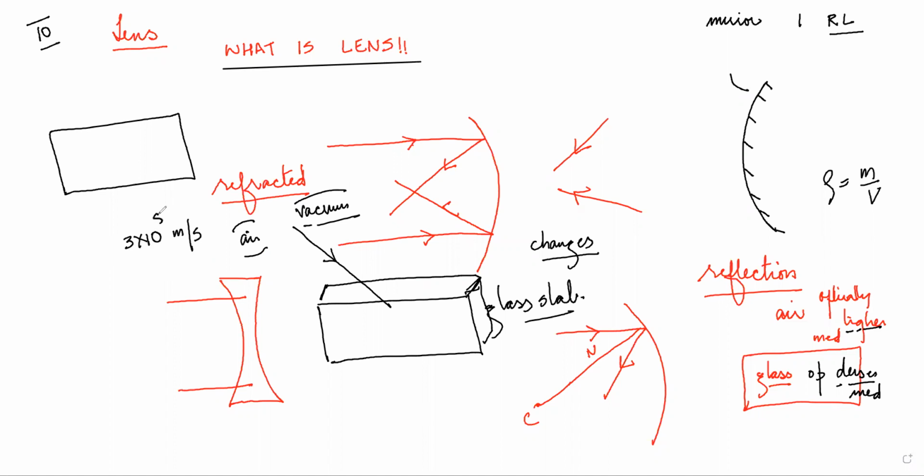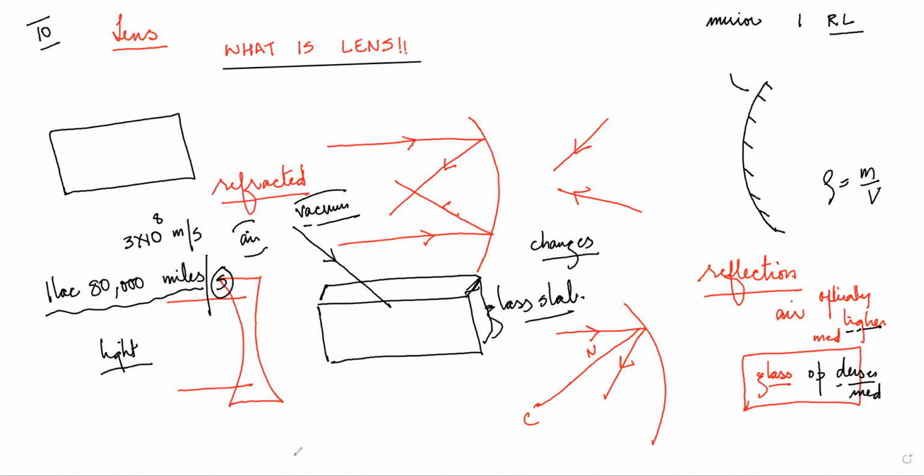3 into 10 raised to power 8 meter per second. Approximately 1,80,000 miles light can travel in 1 second. In 1 second, 1,80,000 miles. And interestingly, this light doesn't need any medium to travel.